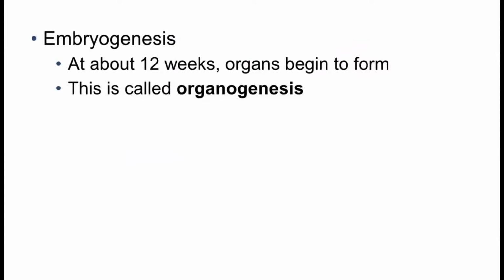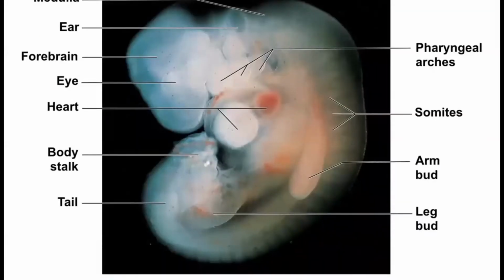At about week 12, your organs begin to form: the heart, the lungs, kidneys, etc. That's called organogenesis. Organogenesis is when the development of the organs starts, at about week 12. This is human development.